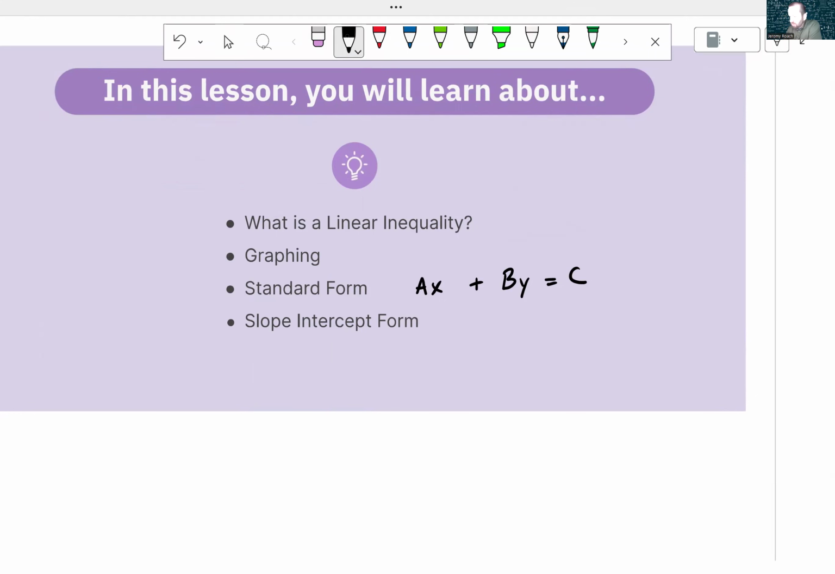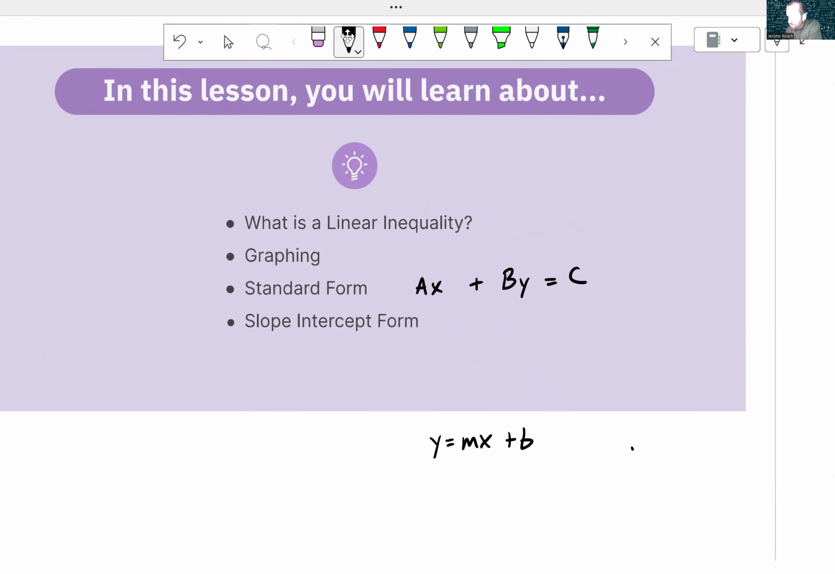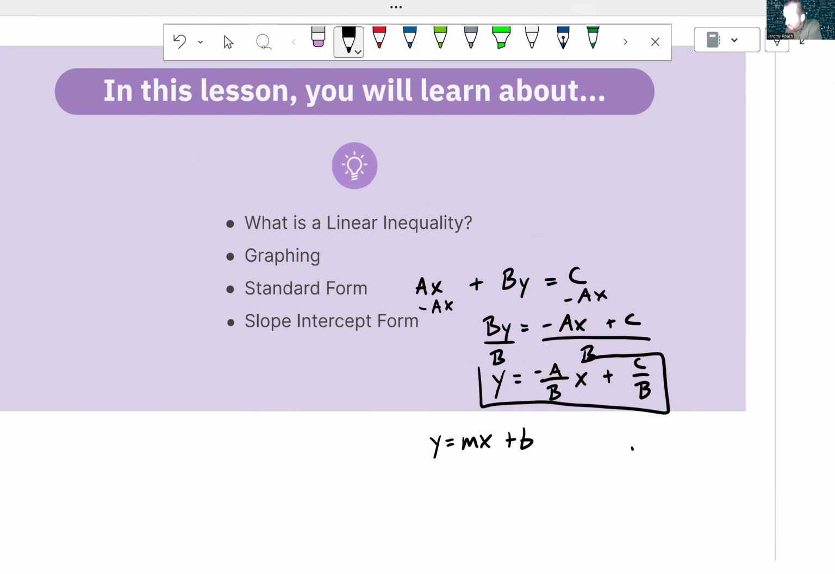Slope-intercept form, that's y equals mx plus b. Or if we solve it in terms of a, b, and c, we would subtract ax, and we get by equals negative ax plus c, divide everything by b on both sides, and we would get y equals negative a over b x plus c over b. So this is slope-intercept form, and so is this.